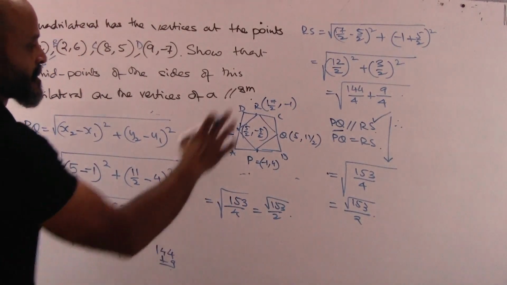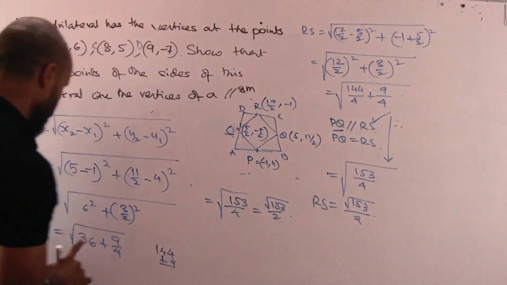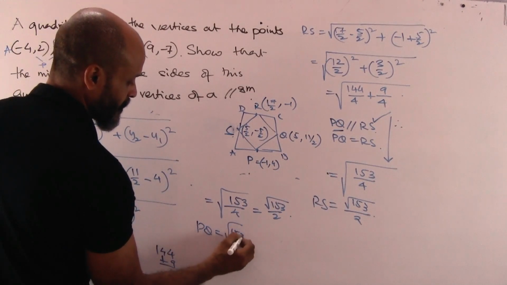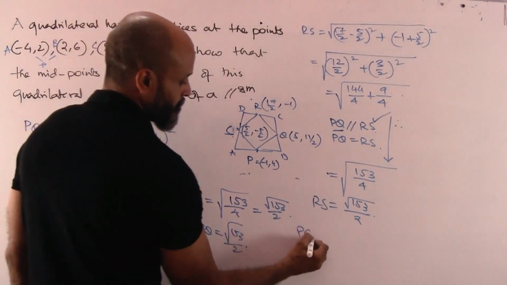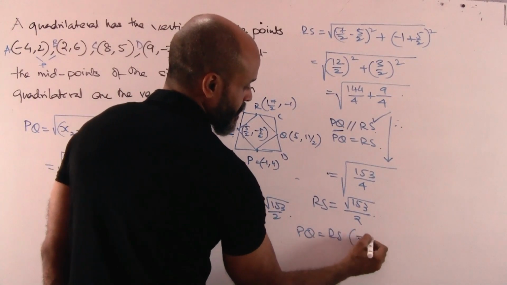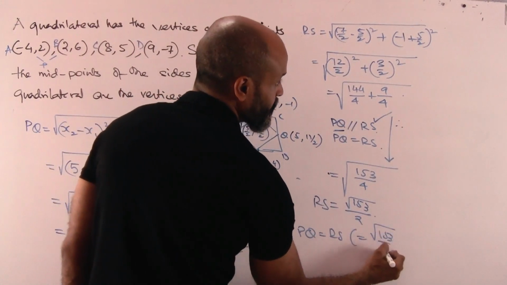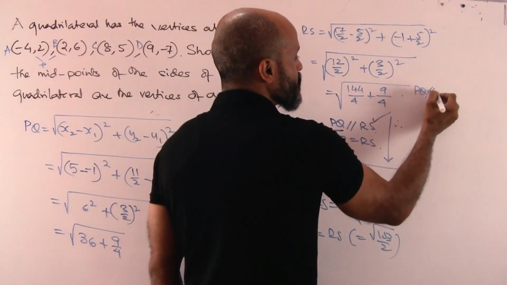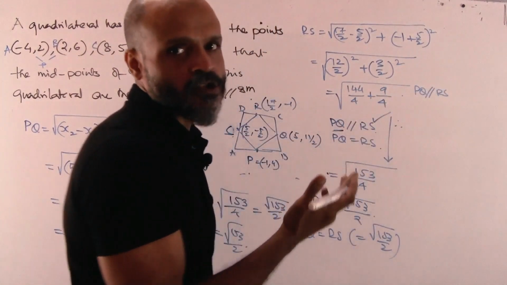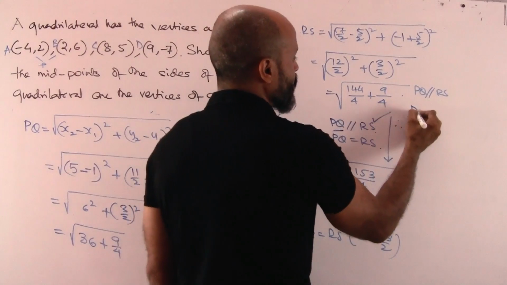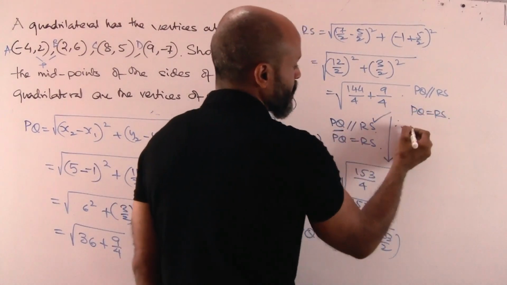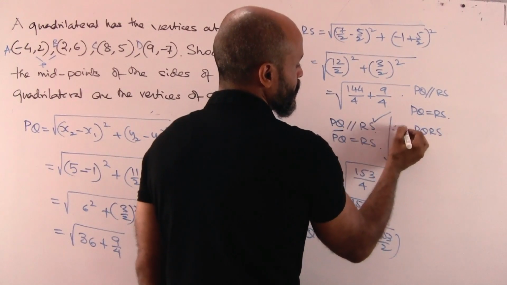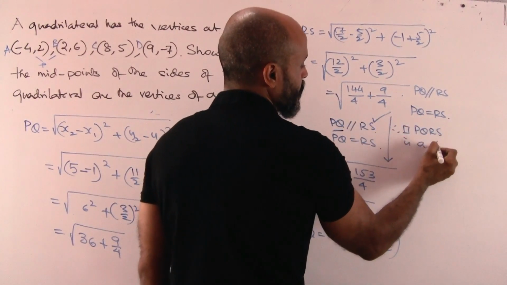Okay, so this is basically RS and this is PQ. PQ we have already calculated as root 153 by 2. So we can see that PQ is equal to RS as both are equal to root 153 by 2. So we have already proved PQ is parallel to RS by their slopes, and by distance formula we have proved that PQ is equal to RS. So therefore we can say quadrilateral PQRS is a parallelogram.